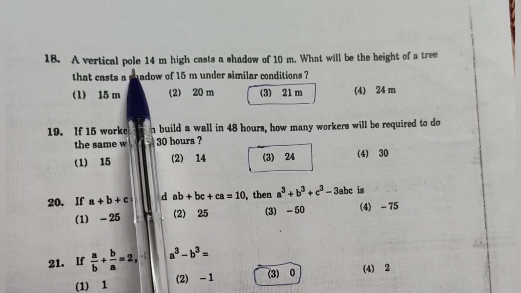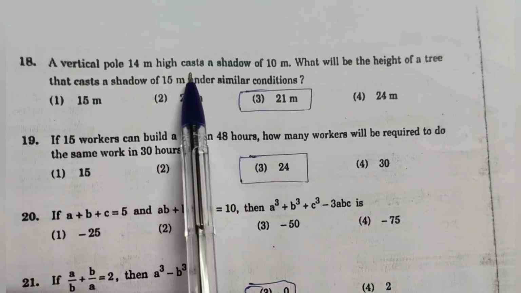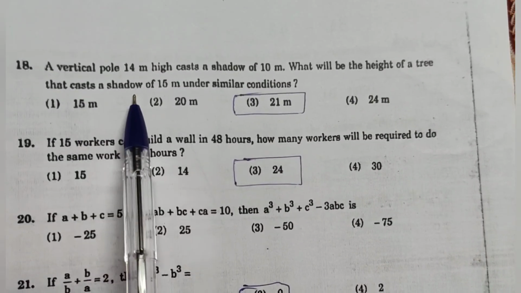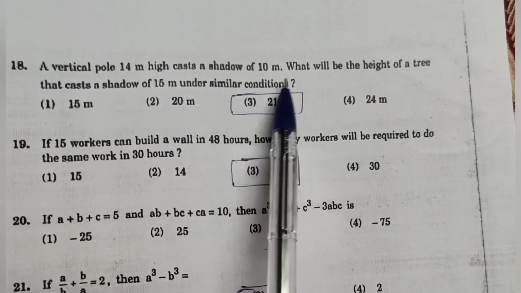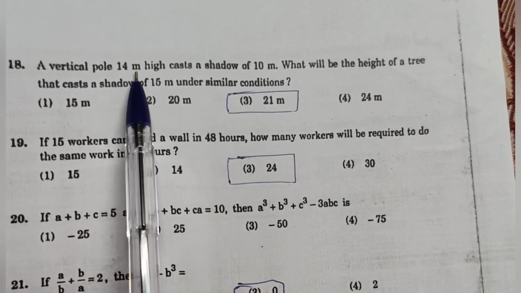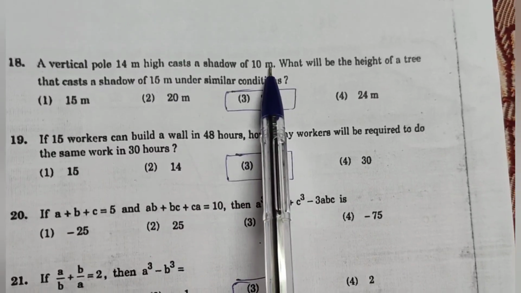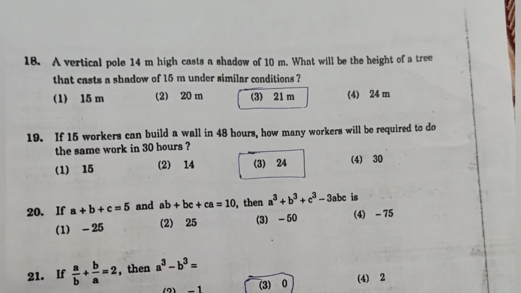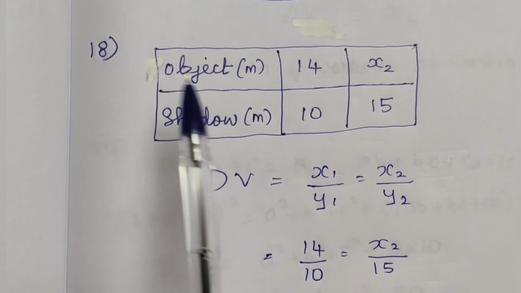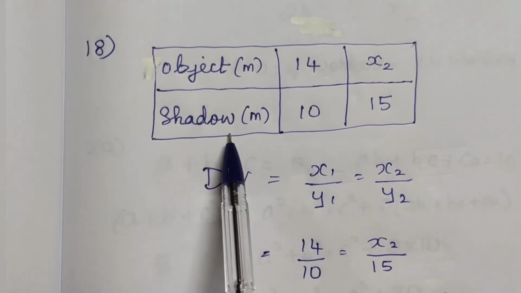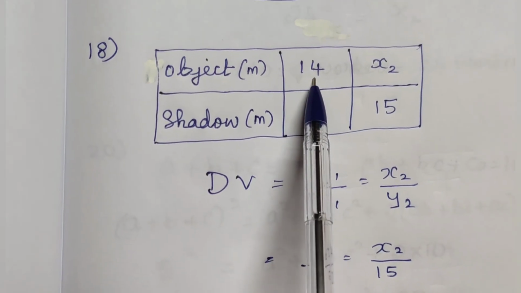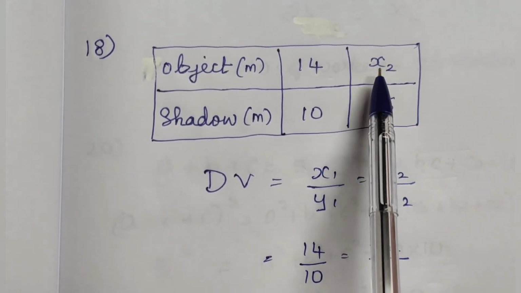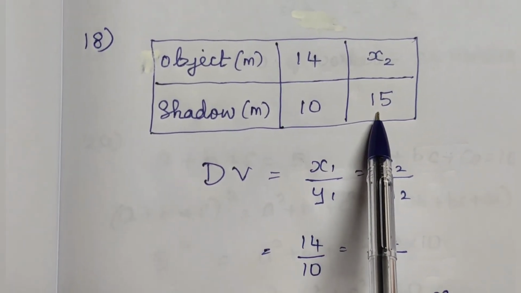18th question. A vertical pole 14 meter high casts a shadow of 10 meter. What will be the height of a tree that casts a shadow of 15 meter under similar conditions? Here a pole is 14 meter height and it casts a shadow 10 meter. Let us make a table with columns object height in meters and shadow in meters. Object pole is 14 meter and its shadow is 10 meter. Tree we do not know, so I take it as x, and shadow of the tree is 15 meter.